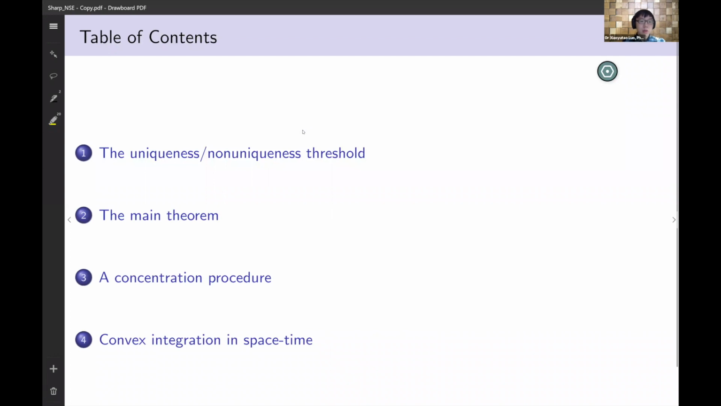So the talk will consist of 4 parts. The first part is about some background on this problem, classical and modern results, and then I'll present the main theorem. After that, I'll talk a little bit about the proof.